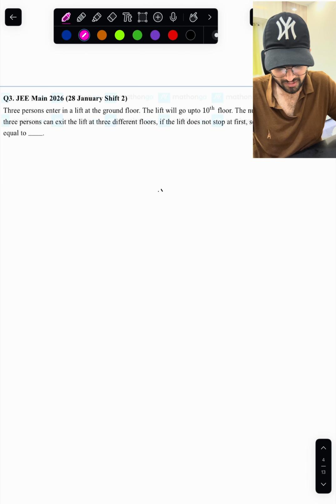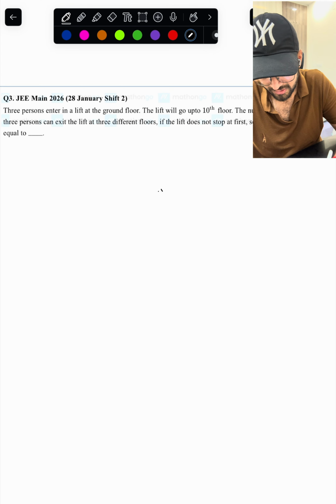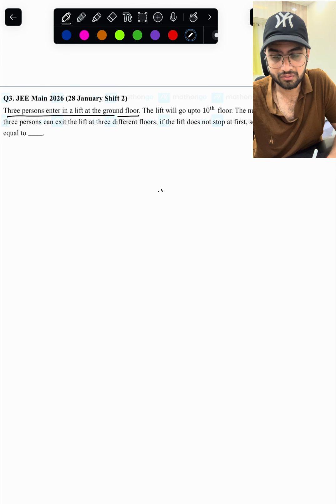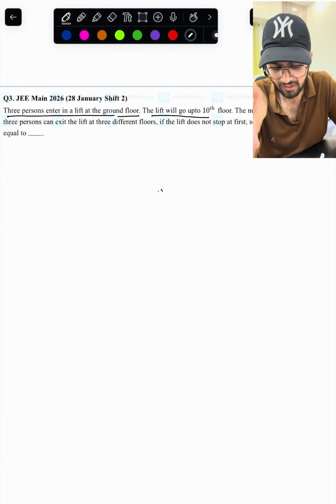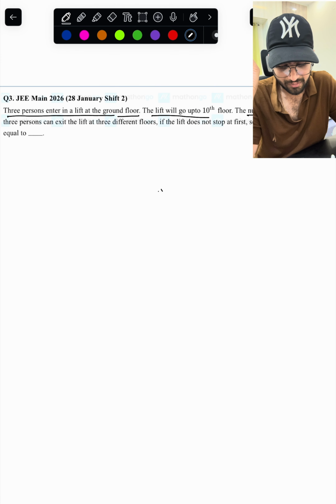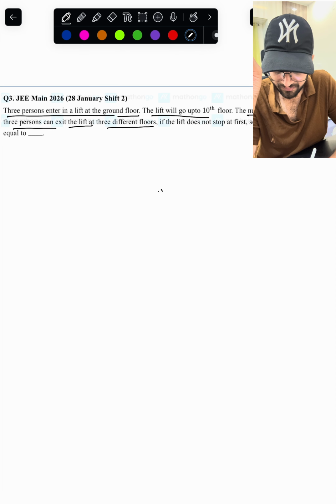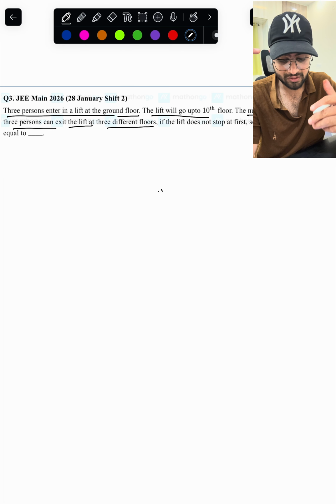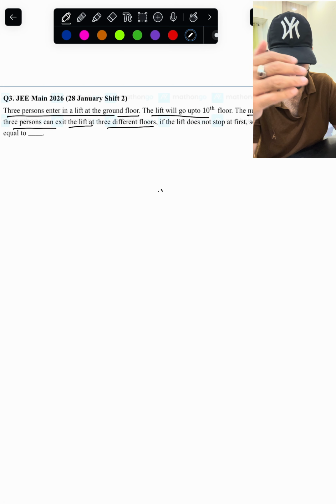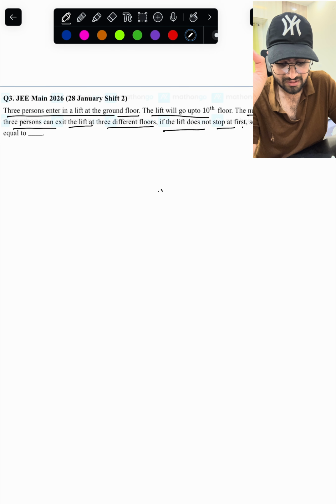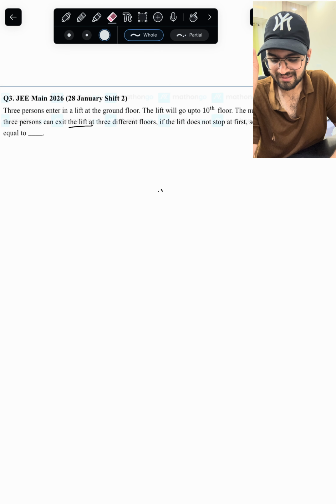Next, question number 3. Let's go for the third question now. Read the question first of all. 3 persons enter a lift at the ground floor. The lift will go up to the 10th floor, right? The number of ways in which the 3 persons can exit the lift at 3 different floors, everyone exiting at different floors, if the lift does not stop at the first, second and third floors. Very simple question this is.